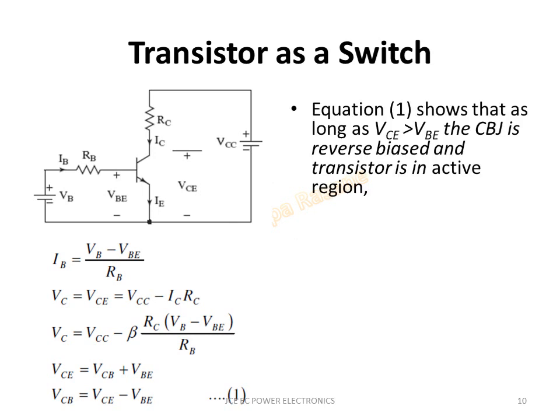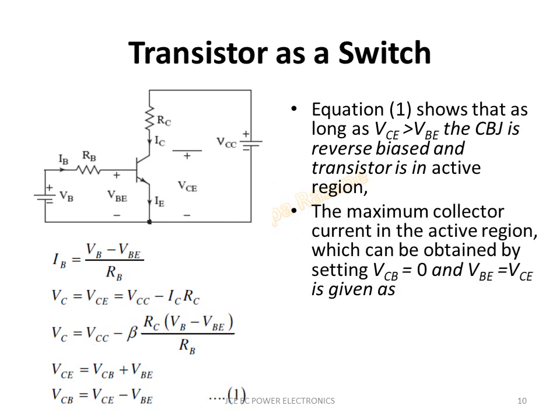So let us look further. Equation 1, the last equation, shows that as long as VCE is greater than VBE, there are different ways I can explain this. As long as this term is greater than this term, and this is subtraction, VCB is always going to be positive. If VCB is positive, the collector base junction is going to be reverse biased. Remember that: the collector base junction is reverse biased and the transistor is in the active region.